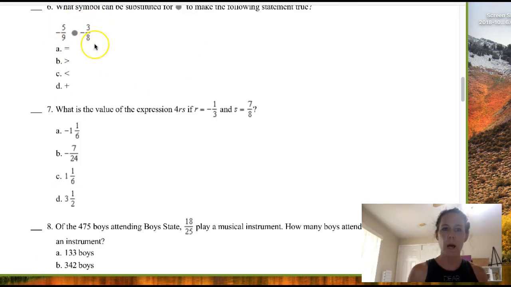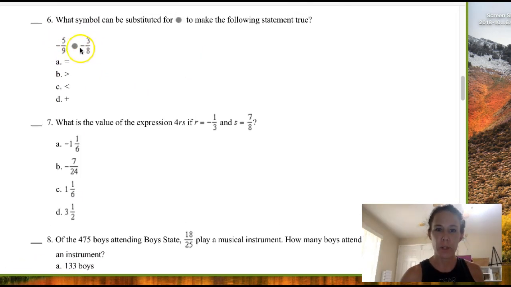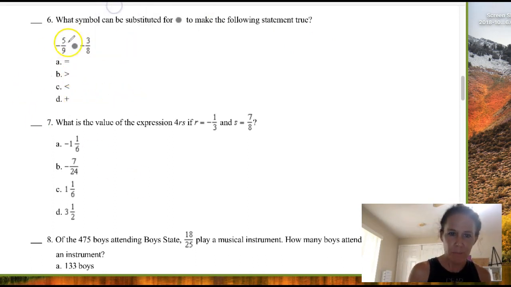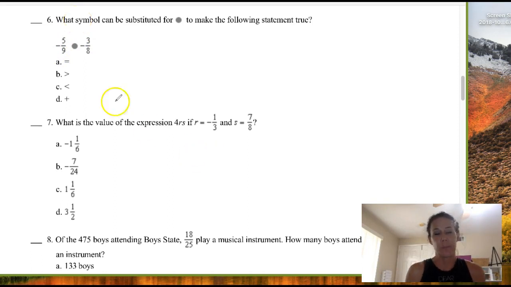All right, which symbol can be substituted for here to make this statement true? So are these equal? Is one greater? Is one less than? Plus? We're not plussing anything here, so that one doesn't even make sense. I need to get a common denominator to see which of these fractions is bigger, or I can use my handy-dandy calculator and turn it into a decimal. Let's work common denominators. 9 and 8 do not have any common factors, so their common denominator is just going to be 9 times 8.